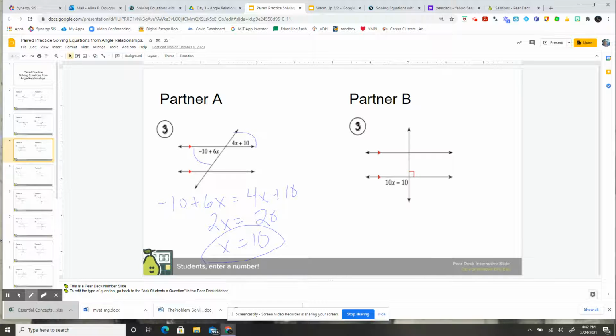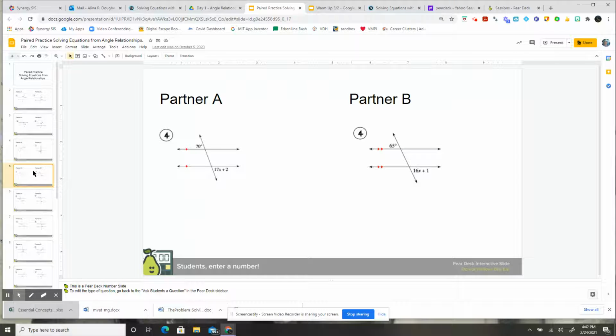Hopefully you got x equals 10. Again, you can always double check it. If I take that 10 and I substitute it in here, 4 times 10 is 40 plus 10 is 50. And then if I take 6 times 10 is 60 minus 10, that's also 50. Vertical angles should be congruent, just like your vertical angles should be congruent.